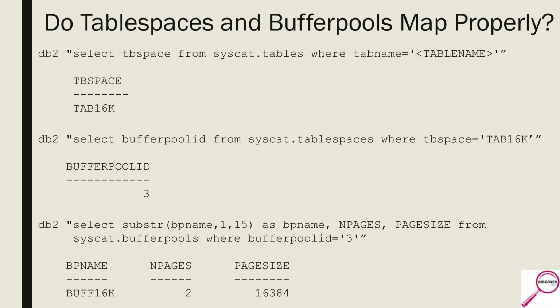So let's backtrack. I had the name of the table, and I said, okay, what table space is this table supposed to be in? 16K table space. Yep, that looks good. All right, now let me see what buffer pool that table space is mapped to. Well, it's mapped to buffer pool ID of 3. All right, what size is my buffer pool ID of 3? Well, I can look and go, yep, it is a buffer pool of 16K and its page size is correct.